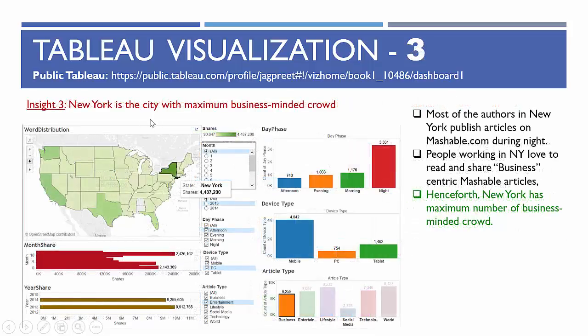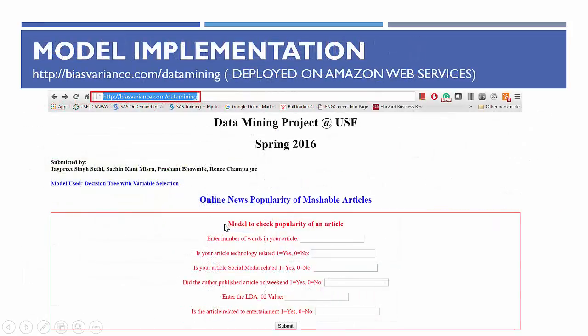The third insight was that New York City is the city with the maximum business-minded crowd. The reason behind this is that most of the authors in New York publish articles on Mashable.com during night, and people working in New York love to read. Most of them read business-related articles, and hence we can conclude that New York has the maximum number of business people.